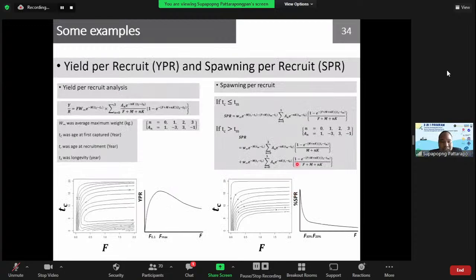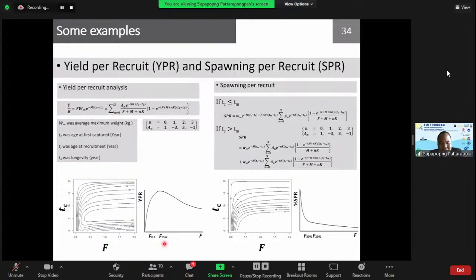And the next is my PhD thesis. I use the yield per recruit and spawning per recruit to account the yield and biomass of the shark and ray in Southeast Asia. So this is the equation they use, and the last result they will provide is this kind of control line for each age at first capture and each fishing mortality here.